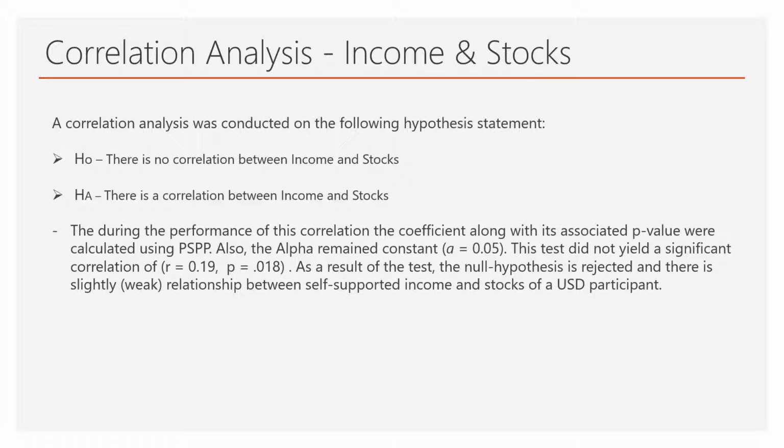In our third example, we're looking at income and stocks. The null hypothesis states there is no relationship between income and stocks, and the alternative hypothesis states there is a relationship between income and stocks. We have a correlation coefficient of 0.19 and a p-value of 0.018. As a result of the test, the null hypothesis is rejected, and there is a slight relationship, a weak relationship between self-supported income and stocks of a USD participant.